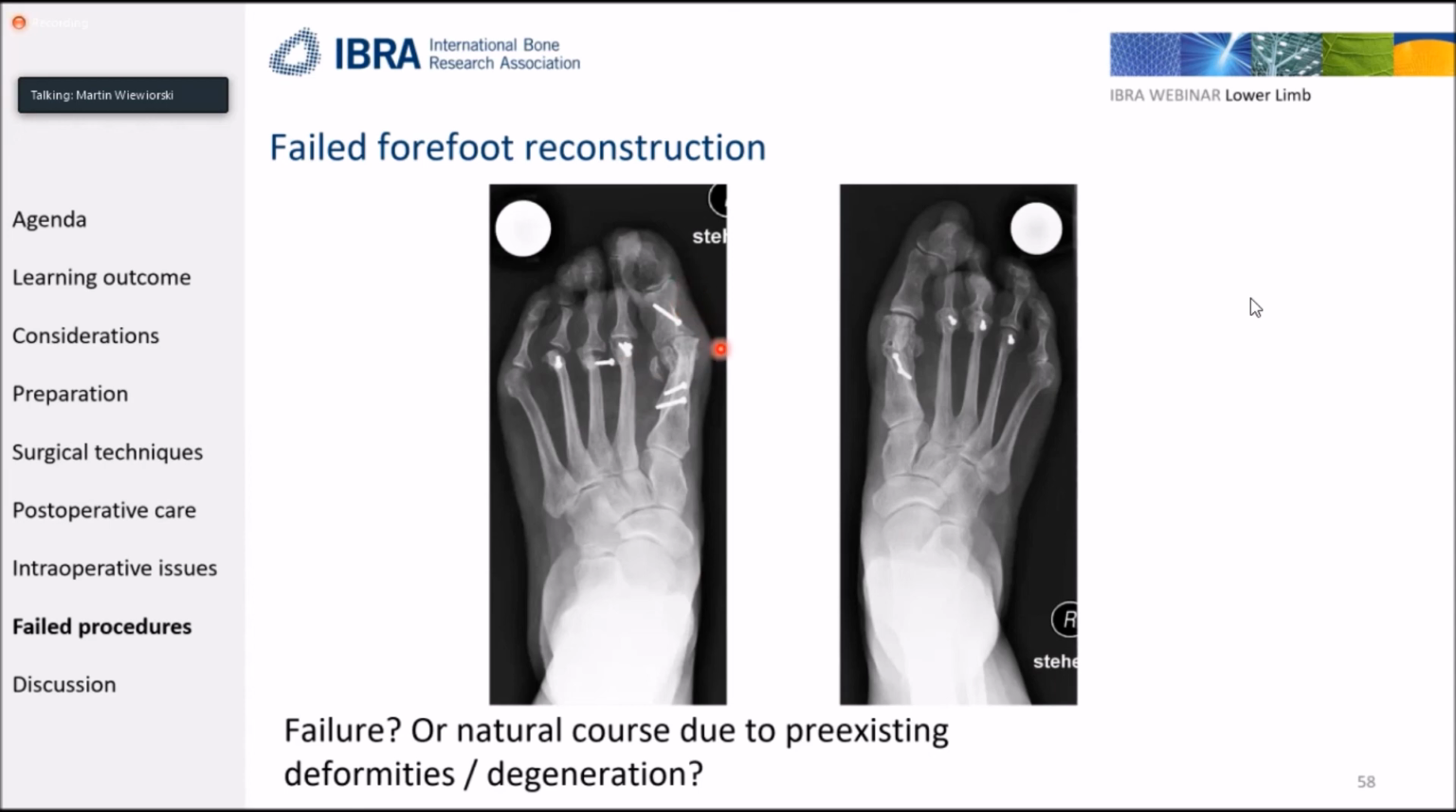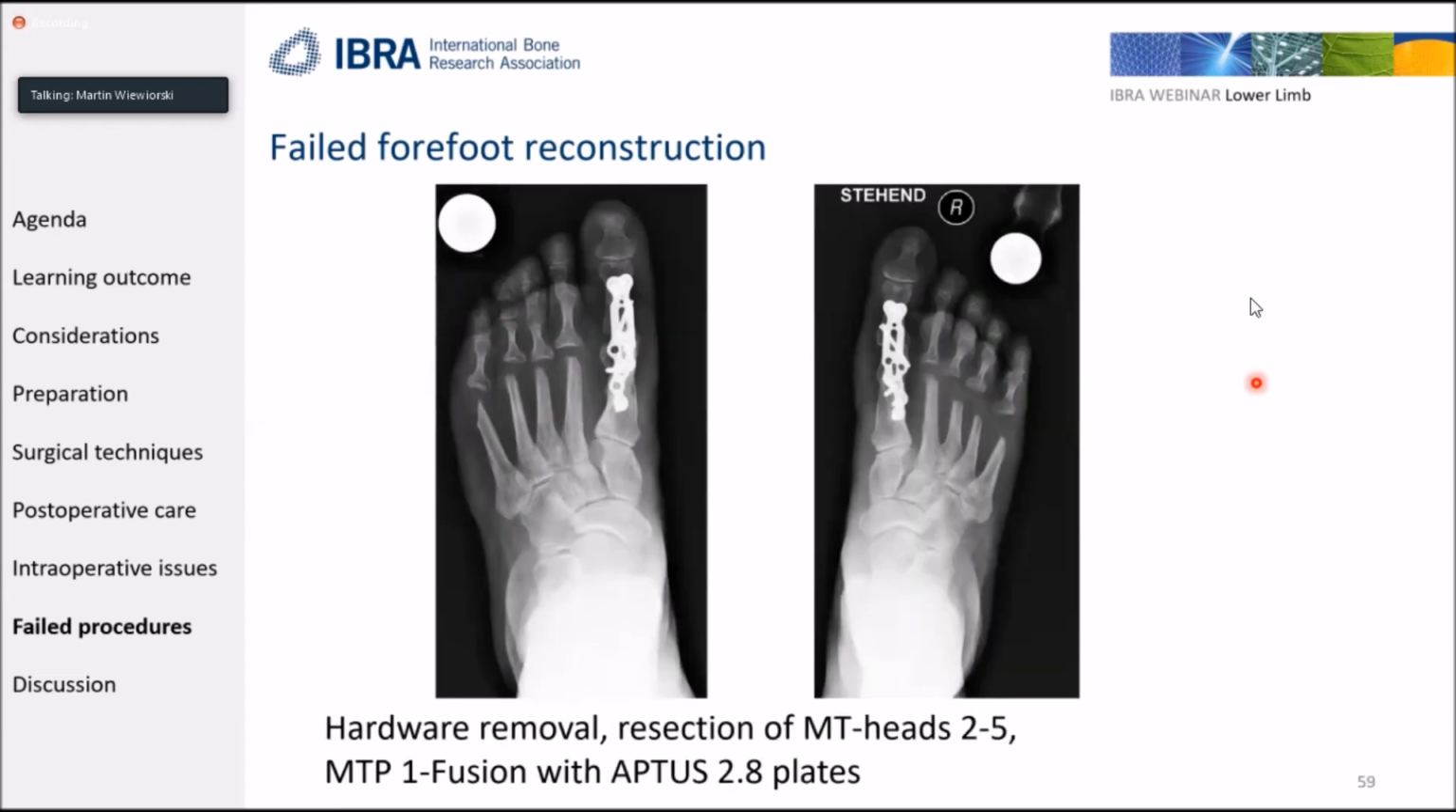malrotated big toe, insufficiently reduced or basically recurrent hallux valgus, probably some kind of scarf osteotomy, and a similar situation on the other side. Here, also, the MTP joint is subluxated. We don't really know if this was a natural cause, some persistent deformities, or maybe just the failure of the procedure she was undergoing. So this is how Victor solved this problem.